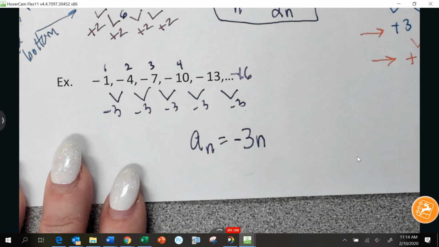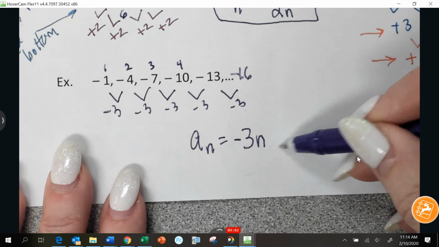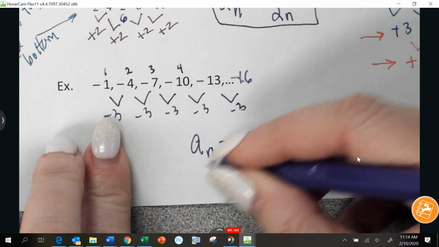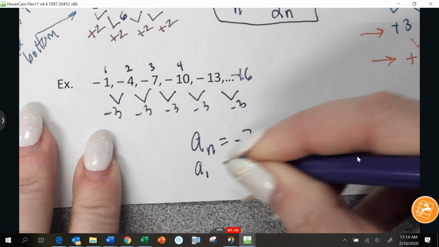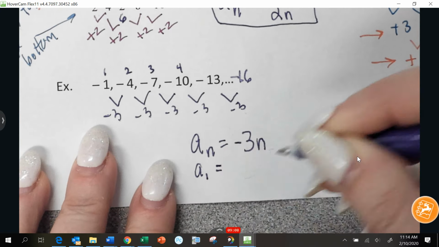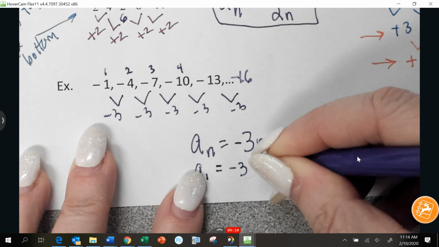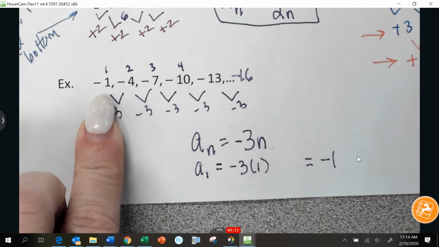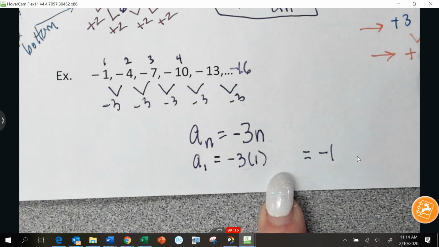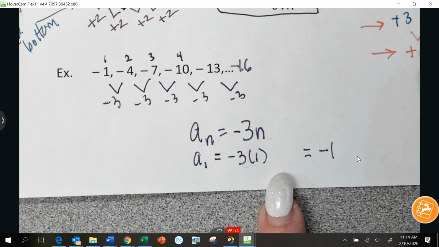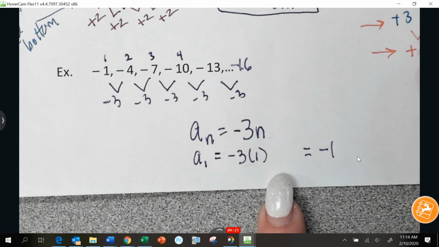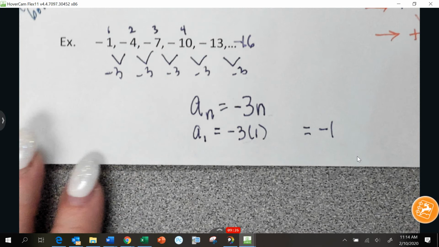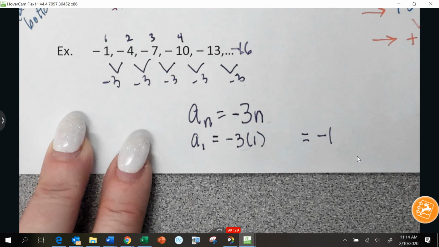Is it only -3n, or do I need to put something else in there? Let's see. If I do a sub 1 and I do -3 times 1, I should get the answer of -1. Do I? Yes. I didn't say that. It's +2. Who said yes? That was Zell. Okay. It's +2? Are you sure, though?